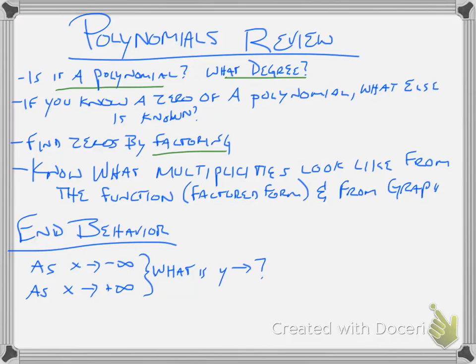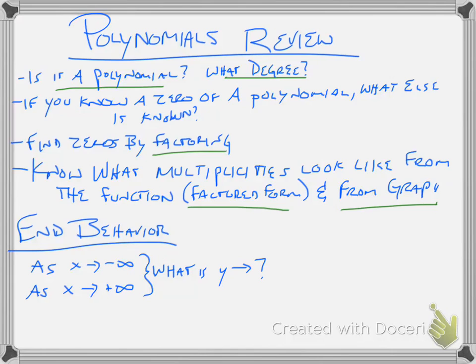Know what multiplicities look like from the function, meaning from the equation, when it's in factored form. So that's going to be when they're exponents. You have a factor that's x plus 3 and it's raised to the fourth. That would mean it has a multiplicity of 4. But also from a graph. You need to know the multiplicity of 2 from a graph and multiplicity of 3 from a graph.